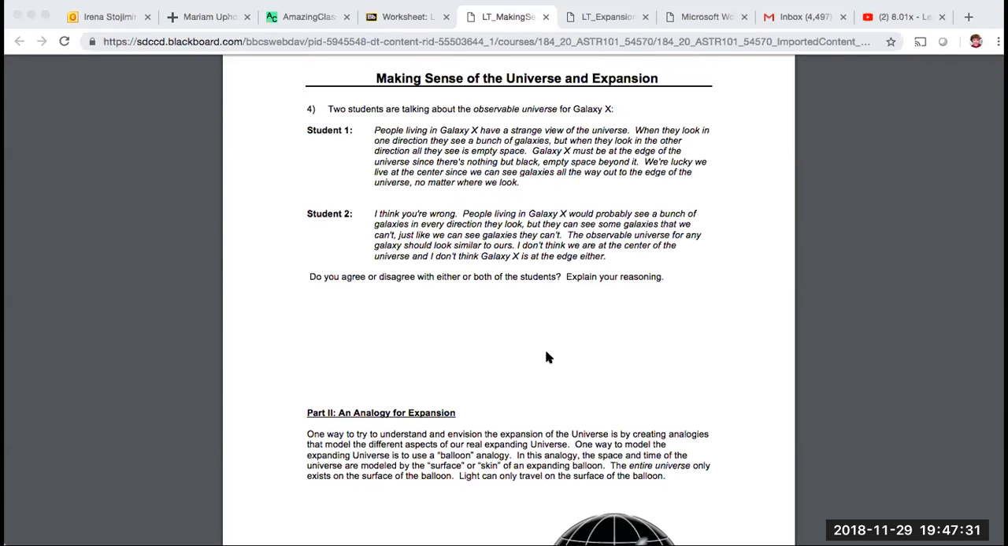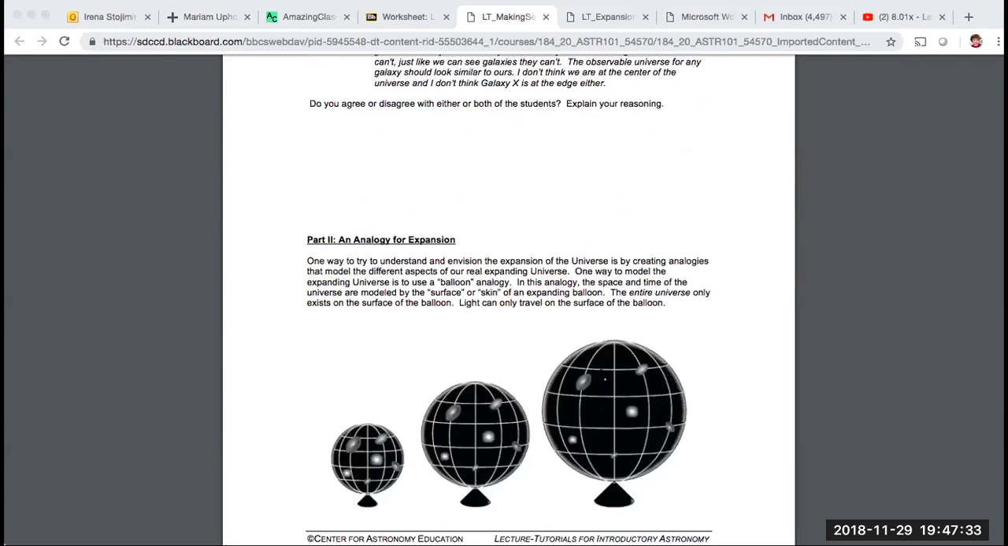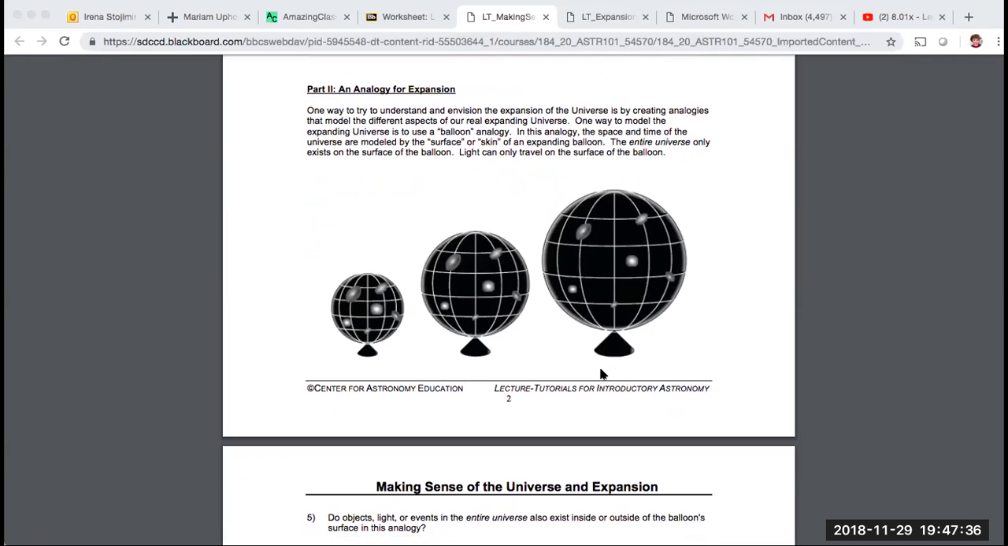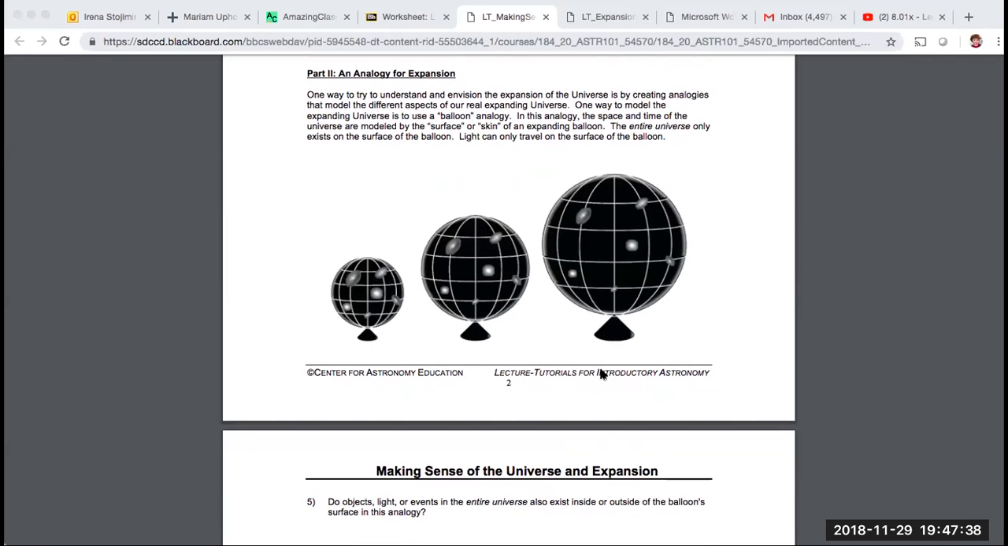Student 2 is correct. Very good. Okay, great. Okay, let's see now the balloons. By the way, did you prefer the balloon analogy for the expanding universe or the raising bread? The balloon. Okay, I like the raising bread more, but that's okay. Let's see now the balloon.